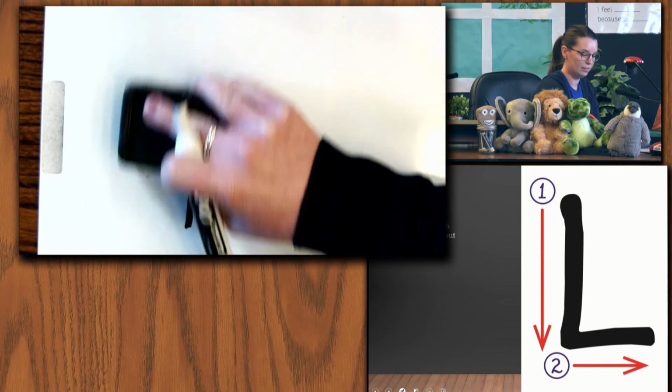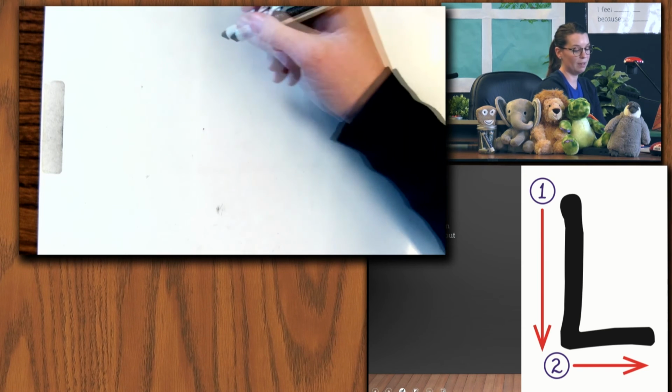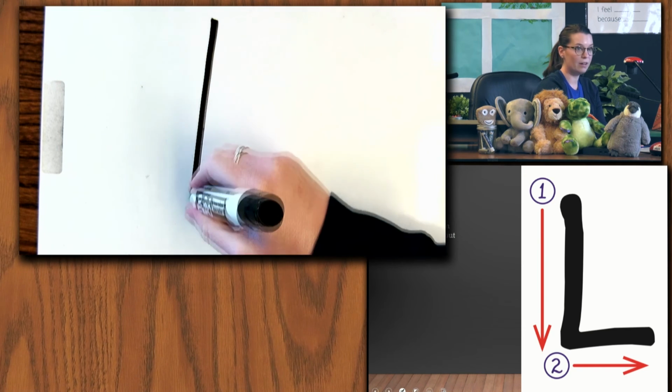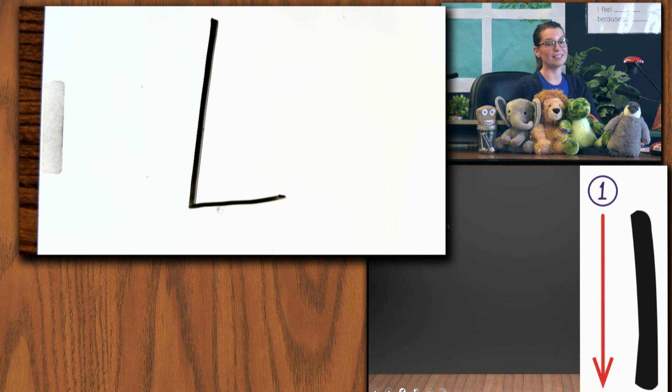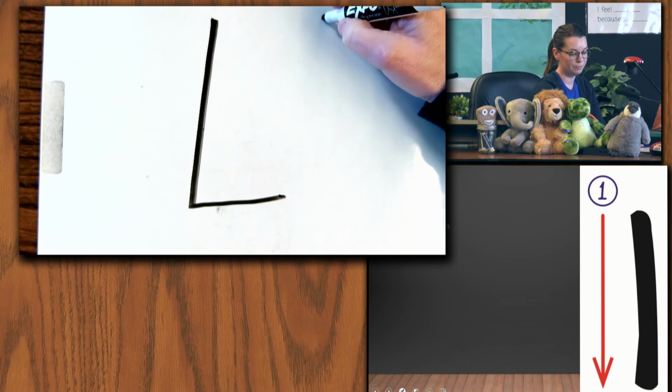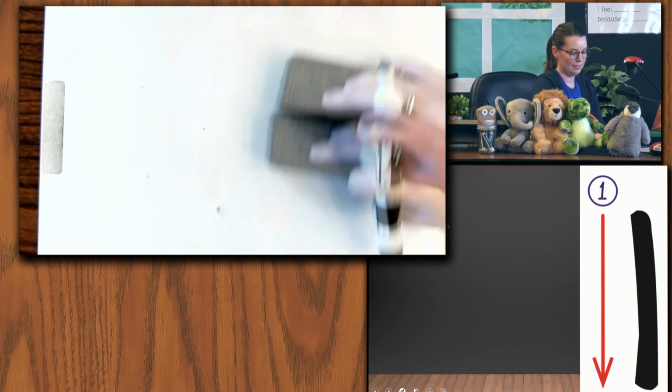Next letter. This is the letter L. L says ol. Pens up, line down, little line out. Lowercase l is a letter that's tall. It also says ol. Pens up, line down. Erase.